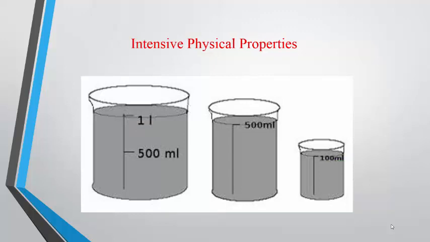An intensive property would be, say, the boiling point. If I put these all on hot plates and allow them to reach the boiling point, the 100 milliliter beaker, the water would boil at 100 degrees Celsius. In the 500 milliliter beaker, the water would boil at 100 degrees Celsius. And in the 1 liter beaker, the water would boil at 100 degrees Celsius. No matter how much water I have, it boils at 100 degrees Celsius. So intensive properties don't depend upon how much you have.